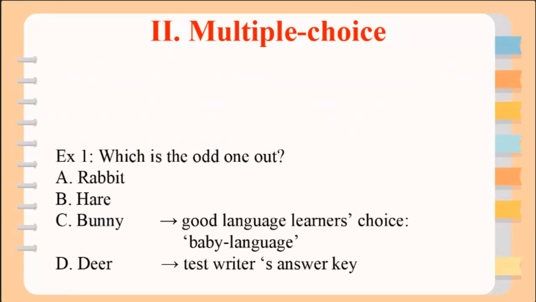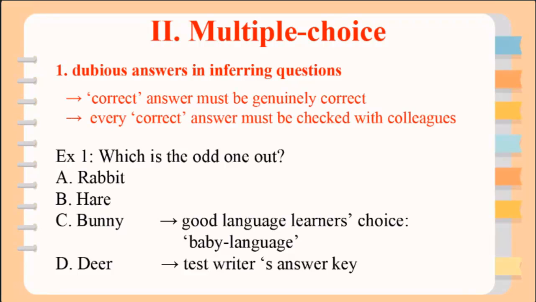Okay, so for multiple choice, look at this example. We have C, although D is the answer key, but C may be another choice for the test taker because of language. In this case, the problem is wrong answers in the following questions. To fix this problem, the correct answer must be genuinely correct, and every correct answer must be checked with a colleague before we publish the test.